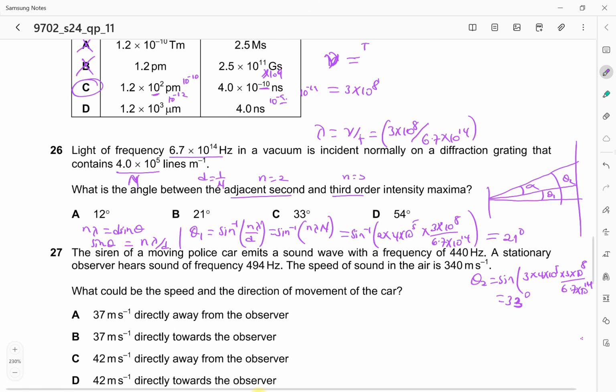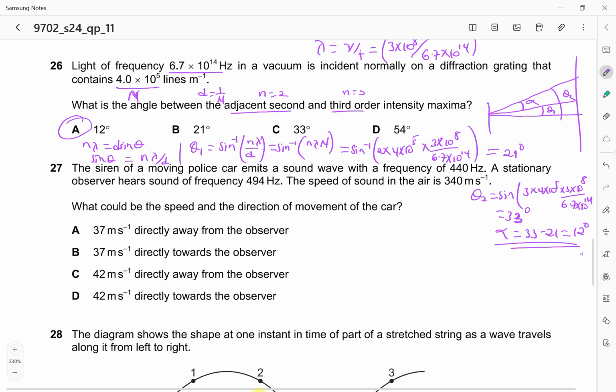So the angle we want is alpha. Alpha is equal to 33 minus 21, which is equal to, I think this is 12 degrees. So our answer is going to be A.